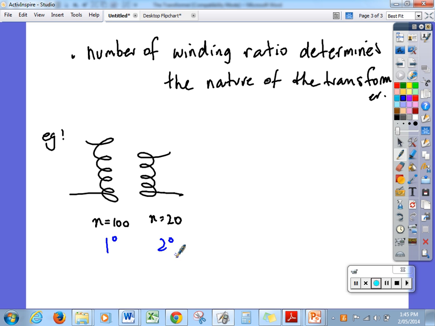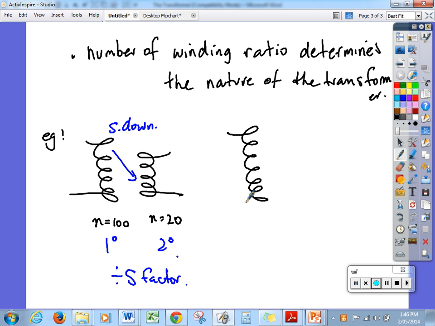Which coil has the greater windings? The primary. So this means that the primary is bigger than the secondary. This would step down. This is a step down. And what will be the factor of the step down? It's divided by 5. So the number of windings determines whether it steps up or steps down, and by how much. So all I've got to do is work out the ratio between them.